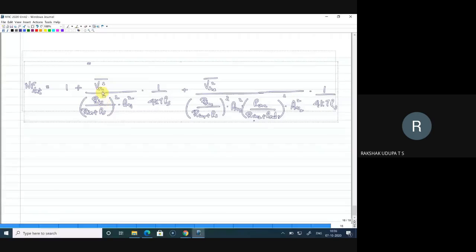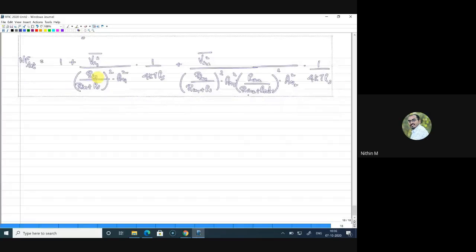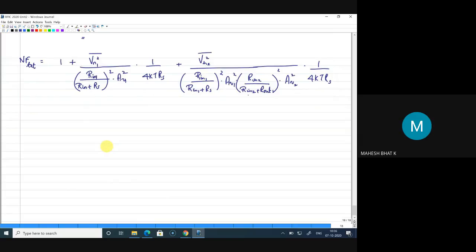I didn't understand the question, sir. Yes, somebody else is answering. Mahesh, yes. Who asked the question? You didn't understand my question. Rakshak. Yeah, the question is, you can see I have written the expression for the noise figure of two stages, and there are three terms in this noise figure. So this is the first term.